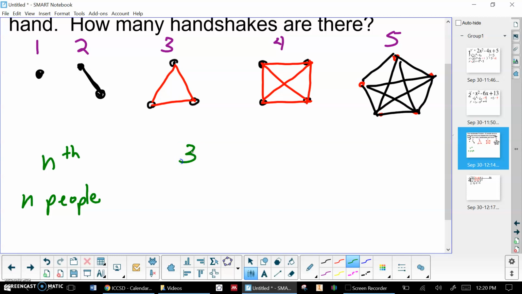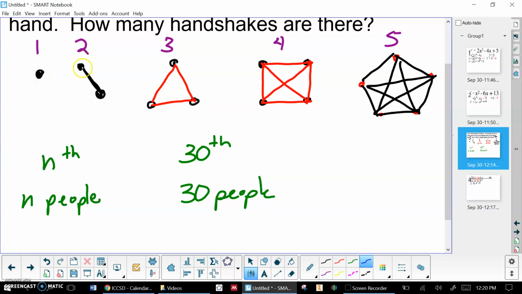In other words, in the 30th term, there will be 30 people. Seems pretty obvious, but something to notice here. Now the next thing I want to notice is how many handshakes each person has. I'll do that in blue. So in the first term, the only person has no handshakes.